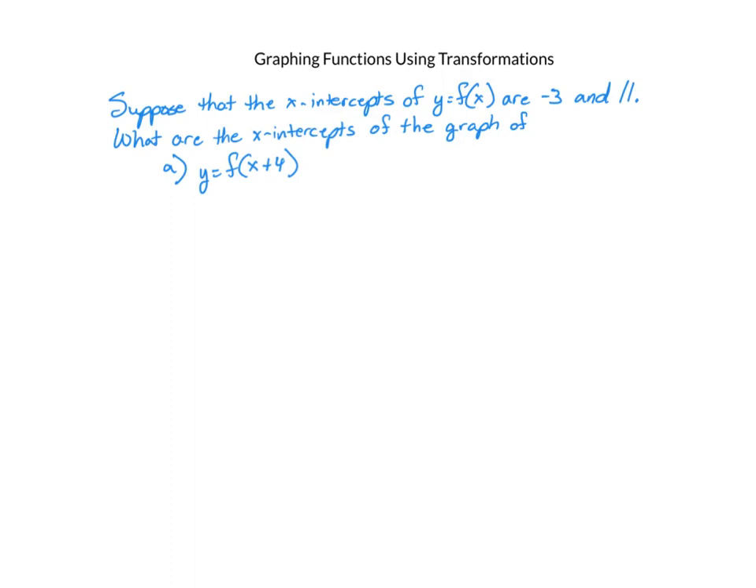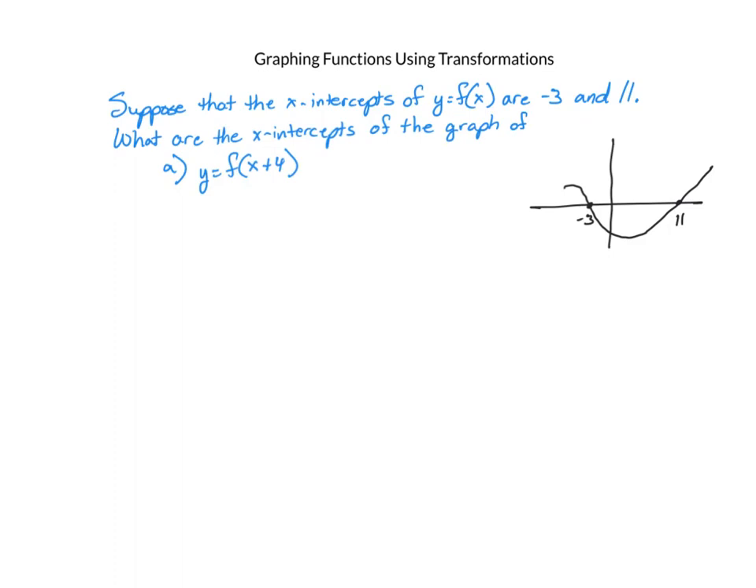And again, they didn't give us a picture to look at. But let's draw one where negative 3 and 11 are the x-intercepts. And I don't know what the function looks like. It could look something like this. We don't know. But what we do know is what's happened to the function. We have f of x plus 4. X was replaced with an x plus 4. Do you remember that that's a horizontal shift? And with this one, it's going to be a shift left 4.